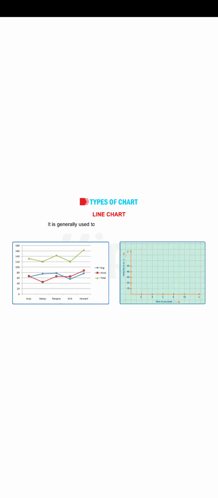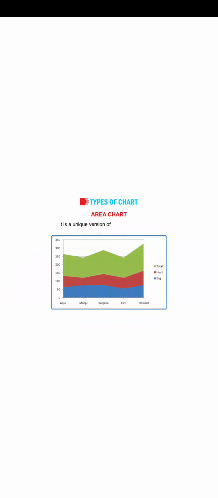It is generally used to represent a huge amount of data. Number 4. Area chart. It is a unique version of line or column graph. This type of chart has a greater visual impact than a line chart. It emphasizes the magnitude, that is, the volume of change over time. By showing the sum of the plotted values, an area chart also displays the relationship of parts to a whole.